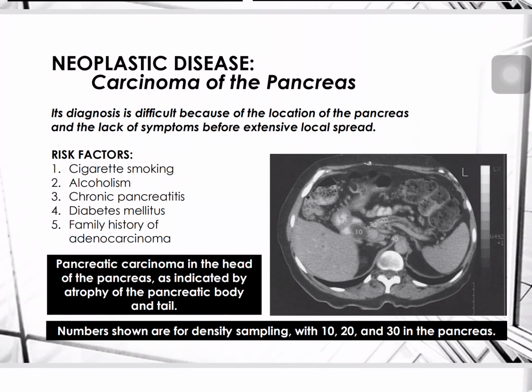Pancreatic cancer is usually rapidly fatal and is the fifth most common cause of cancer-related death in the U.S. Its diagnosis is difficult because of the location of the pancreas and the lack of symptoms before extensive local spread. In most cases, the tumor is well advanced before the diagnosis is made. A clear-cut association with cigarette smoking has been demonstrated, and other risk factors include alcoholism, chronic pancreatitis, diabetes mellitus, and a family history of adenocarcinoma.